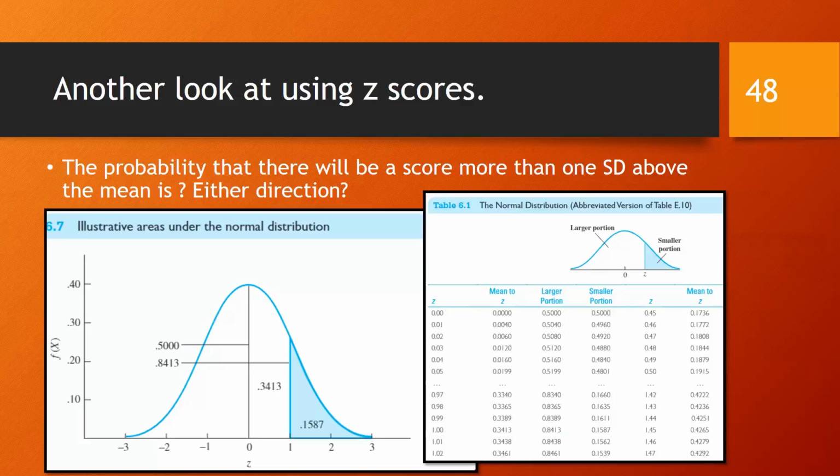What do you think the probability is that the score will be more than one standard deviation above or one standard deviation below the mean? In this case, we would simply add the portion above one standard deviation and the portion below one standard deviation, leading us to approximately 32%.